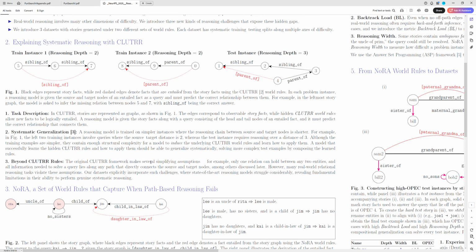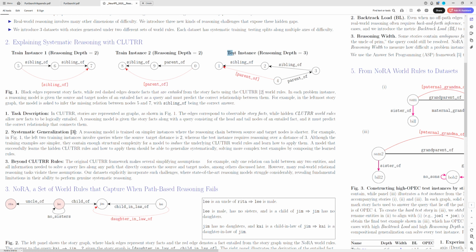So last time I explained to you what a systematic reasoning task was, and I also introduced this CLUTTR dataset. So today let me begin with telling you how a CLUTTR problem instance is framed. The precise way in which a CLUTTR problem instance is framed.